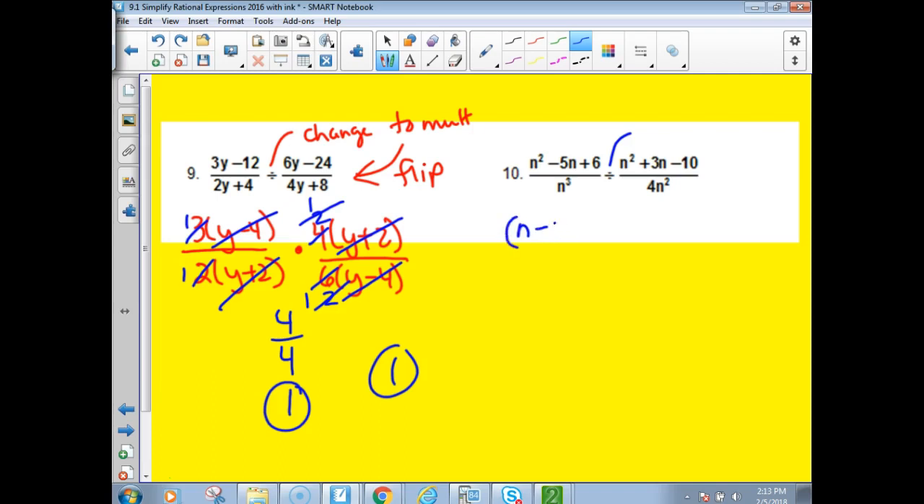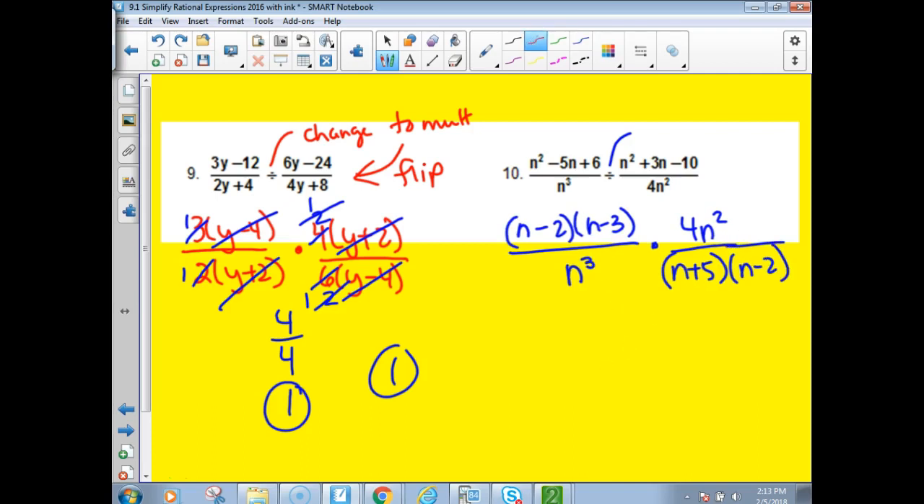This one would be n minus 2 times n minus 3 factored, and the bottom is n cubed. Change your divide to multiply and flip. 4n squared on top. The denominator factors to n plus 5 times n minus 2. All right, so I got to whack out those n minus 2's. The n squared will cancel and it'll be n to the first instead because I subtract 2. And that's about all I can do. So I've got n minus 3 over n times n plus 5.